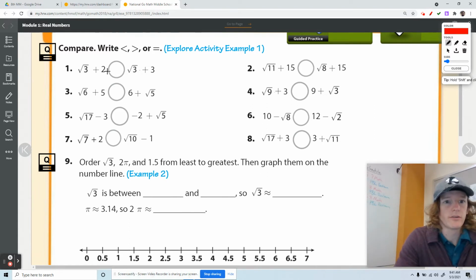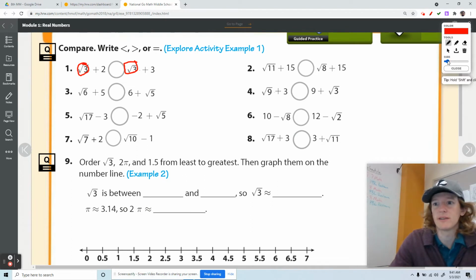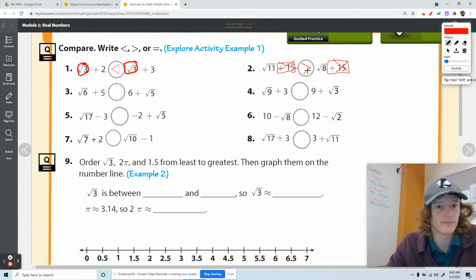Number 1, the square root of 3 plus 2, and the square root of 3 plus 3. Well, that's pretty easy. We know these are the same thing. So one of them's adding 2, one of them's adding 3. Well, the one that adds 3 is bigger. That one wasn't too bad. Number 2, 15 and 15, these are the same. So we're just comparing the square root of 8 and the square root of 11. Well, the square root of 11 is going to be bigger.